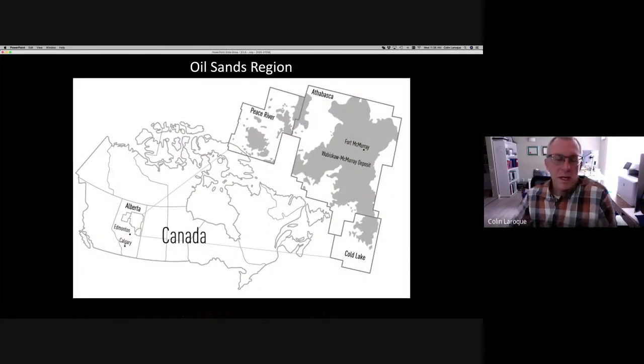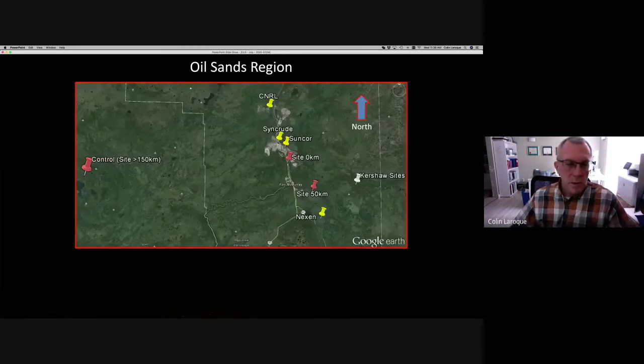Nicole was studying the oil sands region of Alberta around Fort McMurray. The trees there were getting really sick and we had no idea why. She had some sampling sites. You can see way over here on the left is a control site about 150 kilometers upwind, and the same kind of forest right across into the Fort McMurray site. So all these other different oil sands activities. And we had a site right against the gates almost. So site 0 kilometers and 50 kilometers away from the main Syncrude area.